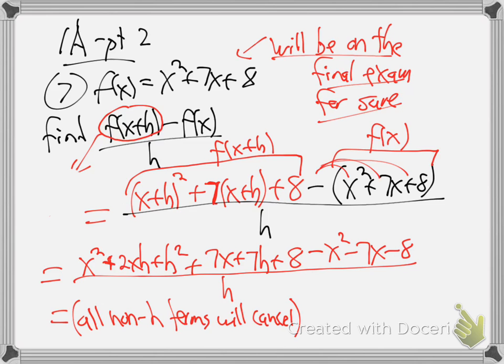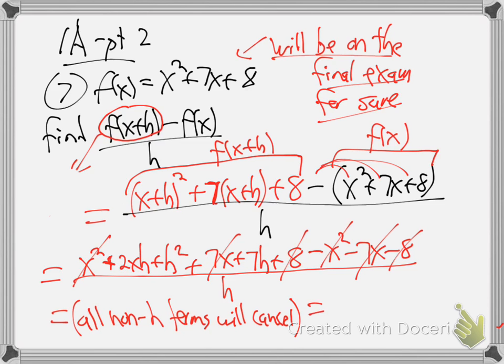It's a good way to double check you haven't made any mistakes. So for example, x squared, he doesn't have an h. He better cancel. I'm sure of it. Yep, there he goes. Any term without an h will cancel. 7x, he doesn't got an h. He better cancel. Yep, sure enough, there he goes. Who else up there doesn't have an h? The 8s. See how all the non-h terms will cancel every time, guaranteed.